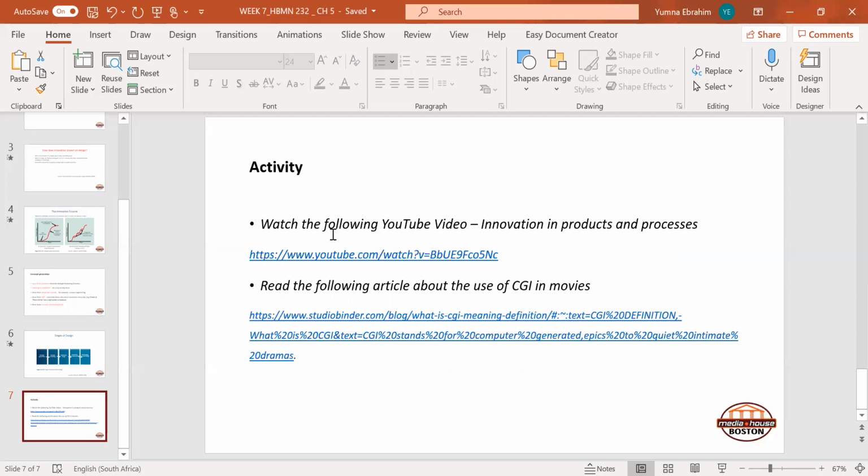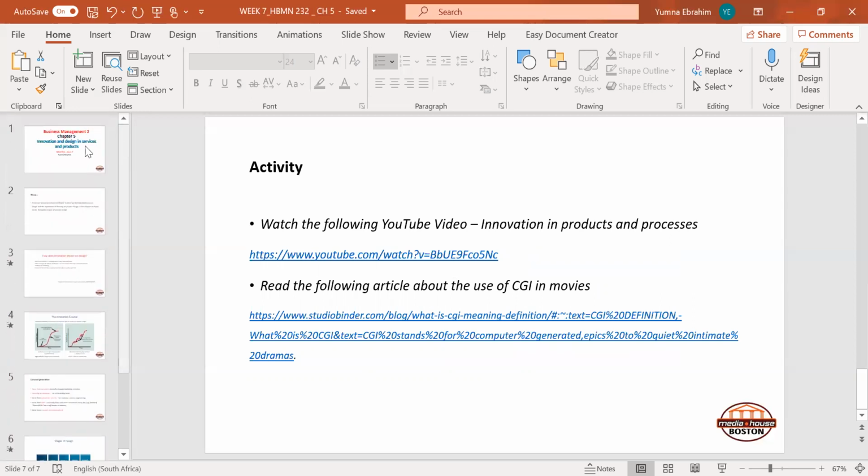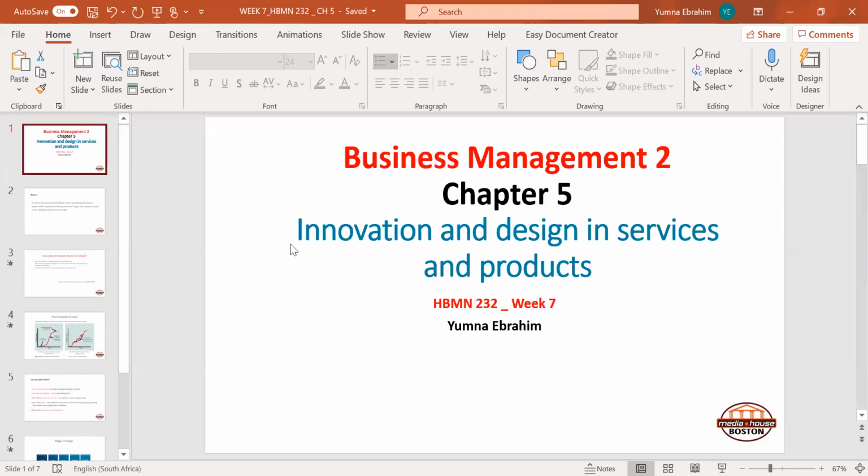One example is CGI. So what have we done in this chapter? We've looked at what is innovation, how can innovation happen, where can you get ideas from, and why innovation in products and services is important. Essentially, if you want to stay in business, you want to remain competitive, it's not possible for you to just offer the same thing over and over again, whether it's a good or a service. You will have to have some sort of innovation as part of your process.